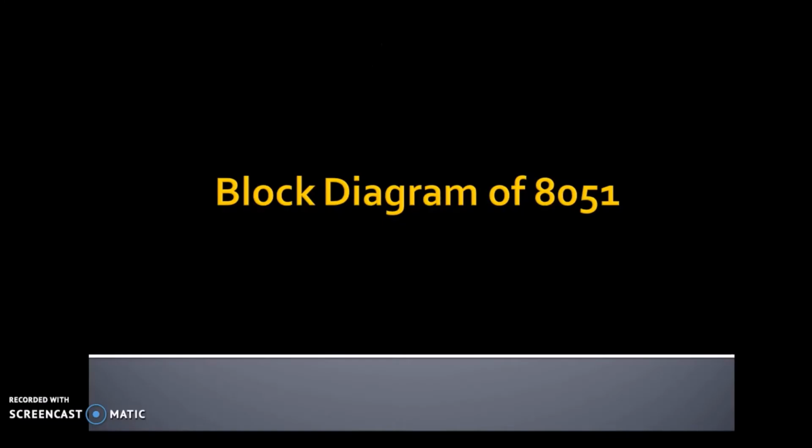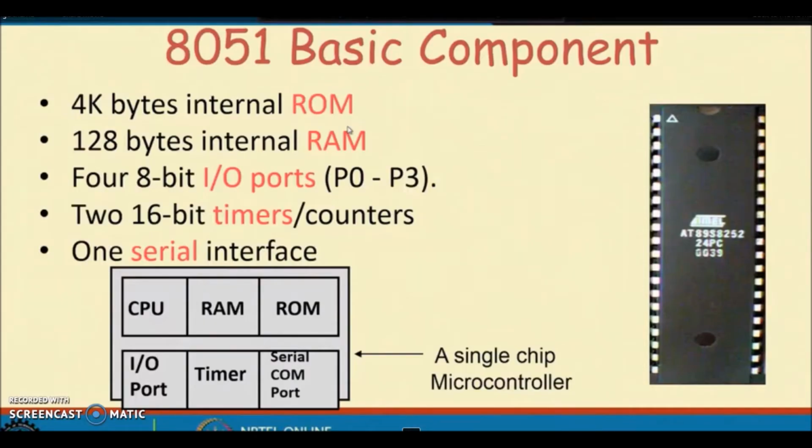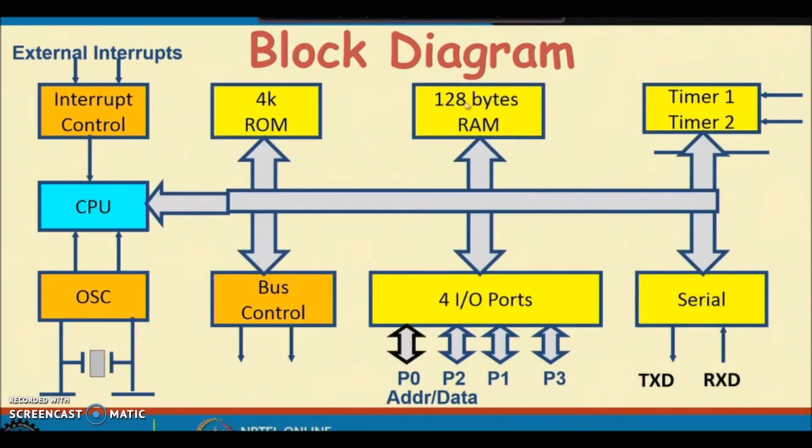Let's see what Professor Shantanu has to say about the basic block diagram of 8051. Components that you have in the microcontroller: it has got 4 kilobytes of ROM, then 128 bytes of RAM, 4 8-bit IO ports, 16-bit timers or counters, and 1 serial port. So this is the chip that we have. There are various manufacturers. 128 bytes of RAM, 4 IO ports, 1 serial port.